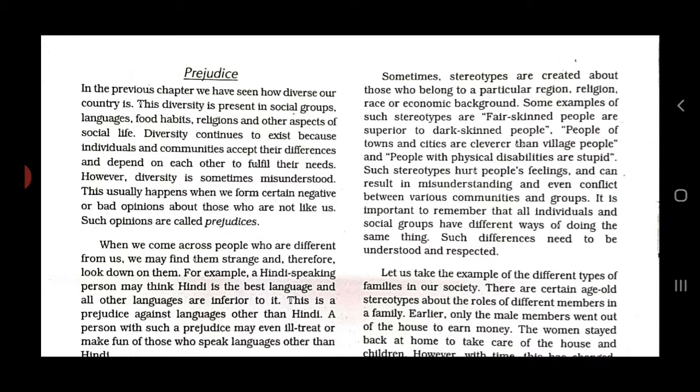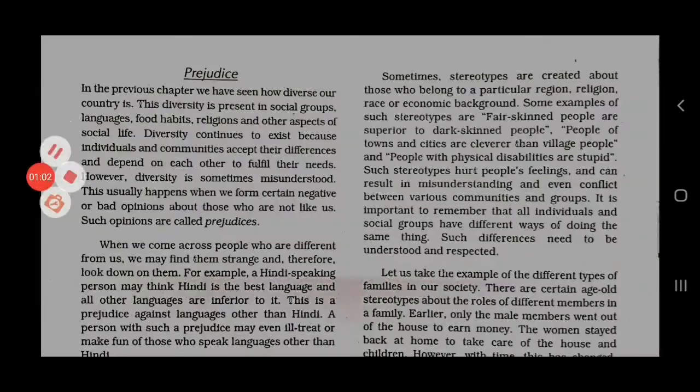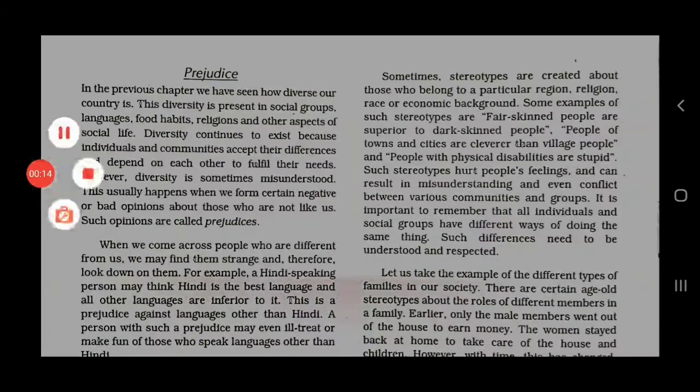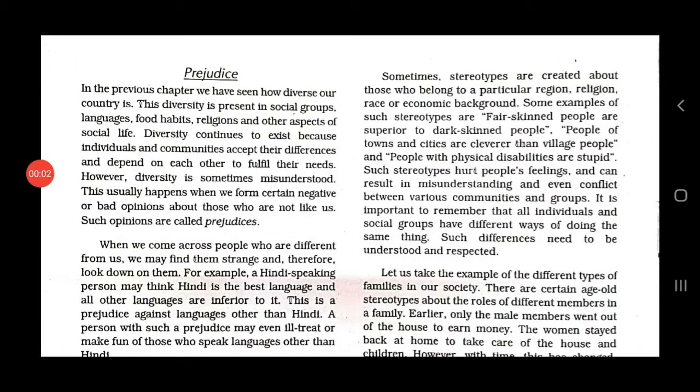But sometimes this particular term, children, that is diversity, is misunderstood. How is it misunderstood? This happens, children, when we form certain negative or bad opinions about those people who are not like us. Such opinions are called prejudices. Now, this particular term, children, prejudice, will be more clear in your mind once we go through the example which is given over here. So just concentrate over there.